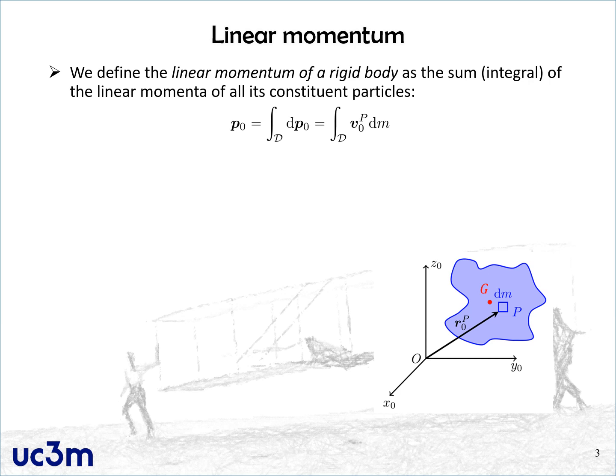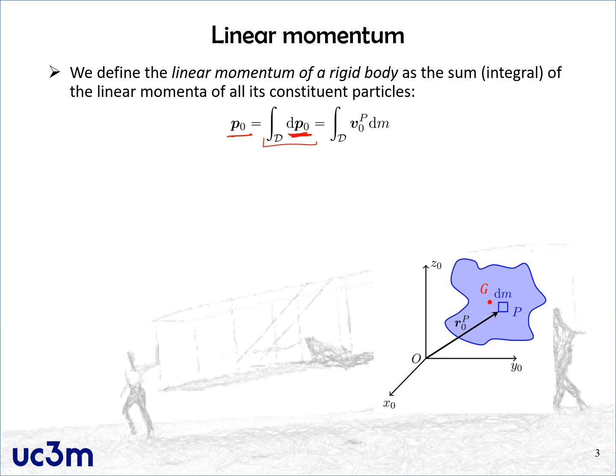This one doesn't present any difficulty. Basically, the linear momentum of a rigid body is the sum, understood as the integral, of the linear momenta of all the differential particles in the rigid body. So if we write the contribution of the momentum of a differential particle in this way, we have to integrate over the whole body to get the total linear momentum of the body.